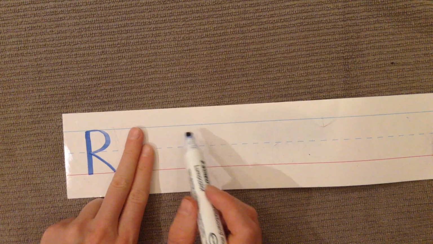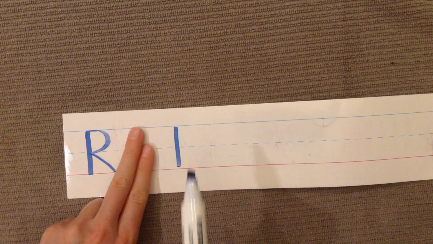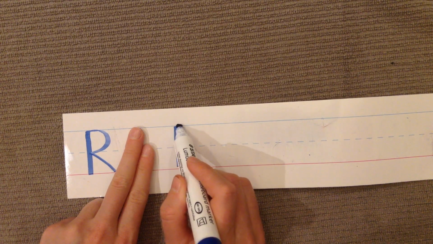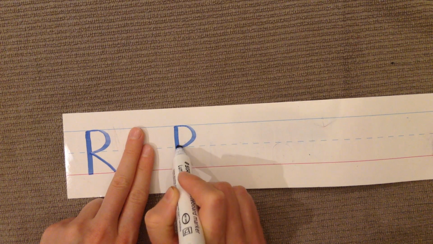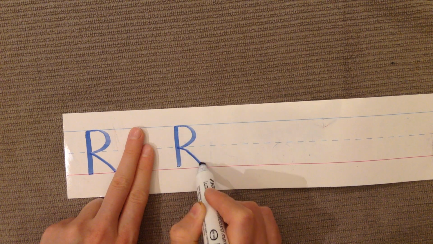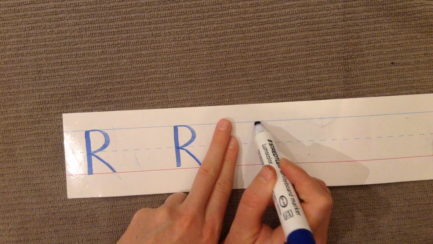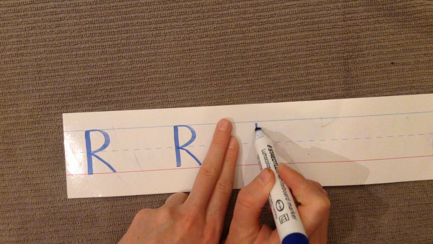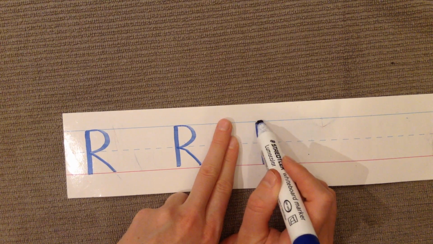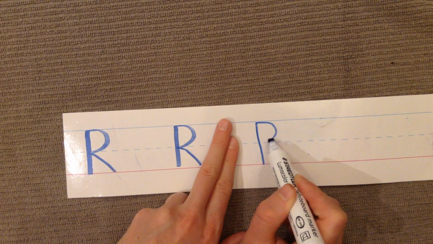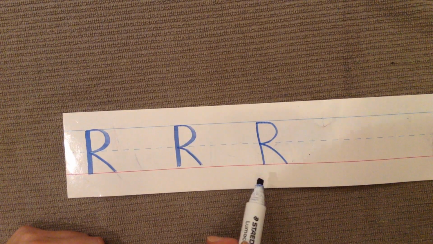2 finger spaces. Start at the top, straight down to the ground, lift, back to the top, sideways rainbow, and slide forwards. 2 finger spaces. Start at the top, straight down to the ground, lift, back to the top, sideways rainbow, and slide forwards. There we have uppercase R.